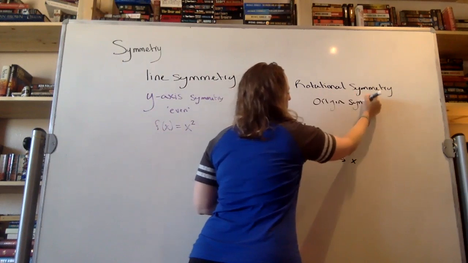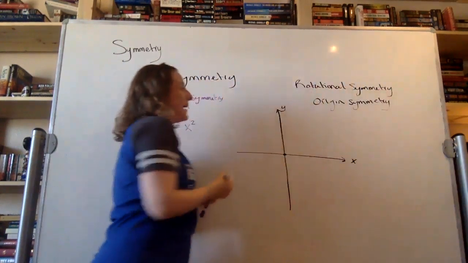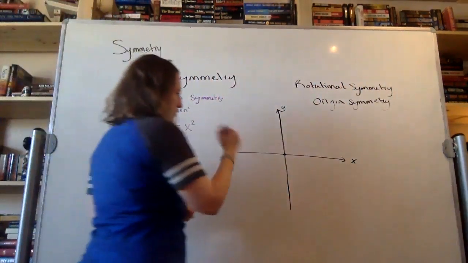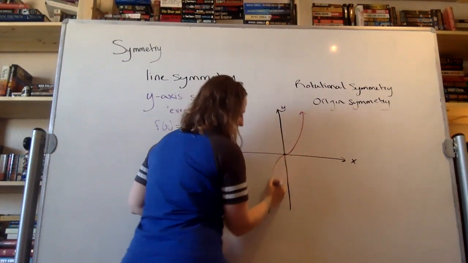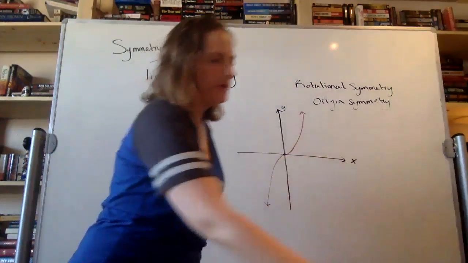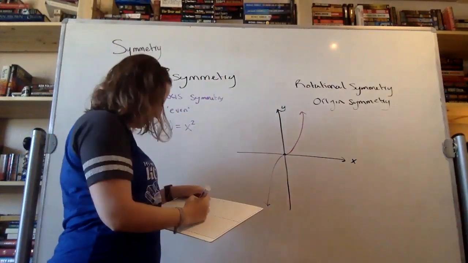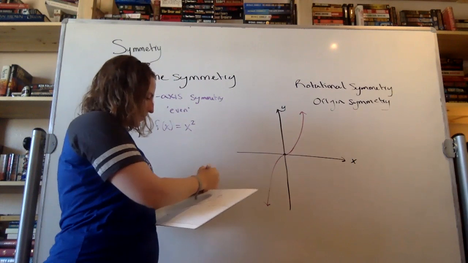So what types of things have rotational symmetry, also known as origin symmetry? For us, when we're dealing with a graph, we're looking for rotational symmetry about the origin, or we just shorthand say origin symmetry. Well, here's an example of something that would have origin symmetry. Now I can't spin this board right here, so let me get my little board out and draw that same graph on my little board, and let's see if we can see that it has rotational symmetry.